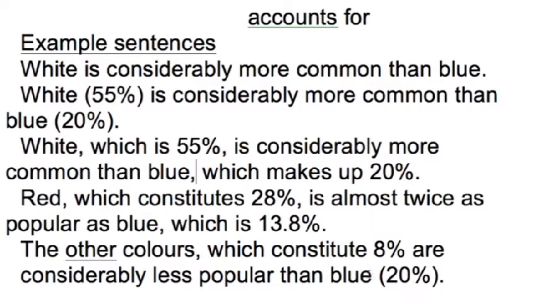Because if you read 20% with blue and you don't put the brackets, then the sentence will not make sense. For example, I'll just read it out. The other colors, which constitute 8%, are considerably less popular than blue, 20%. If you read it like this, it won't make sense. So you have to put it in the brackets.